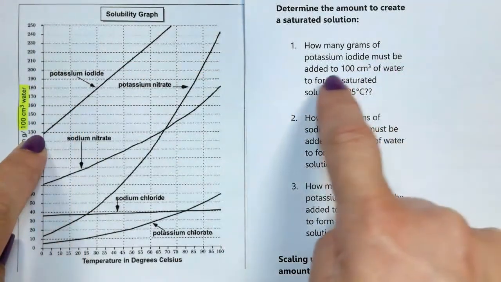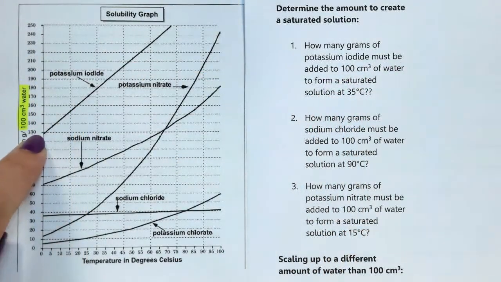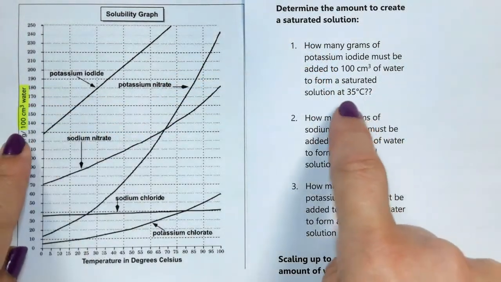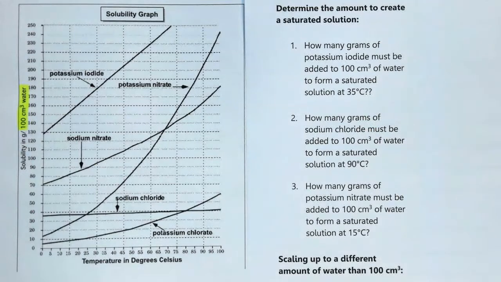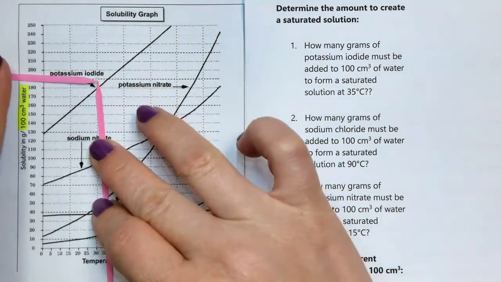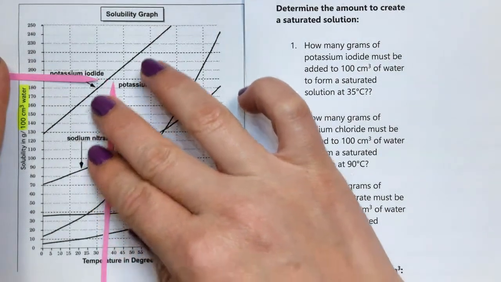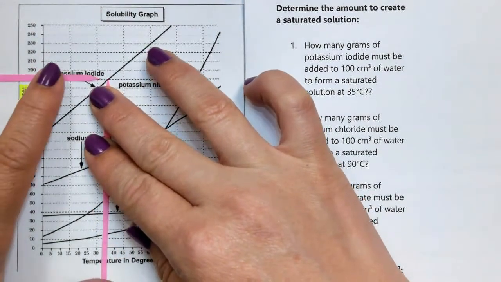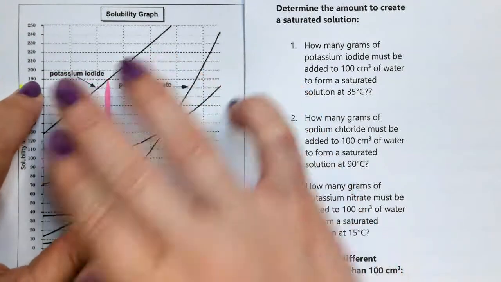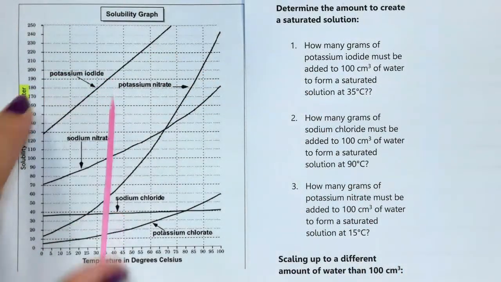And then it's asking in 100 centimeters cubed of water, which in fact is how much water is in our beaker. So we'll look at the temperature that they give us, 35 degrees. So here is 35 degrees, and we go up to the potassium iodide curve, and then we go to the left to determine how much is going to make a saturated solution. So here's 35 degrees, and if I go to the left, it looks like it's about 190 grams that would make a saturated solution.